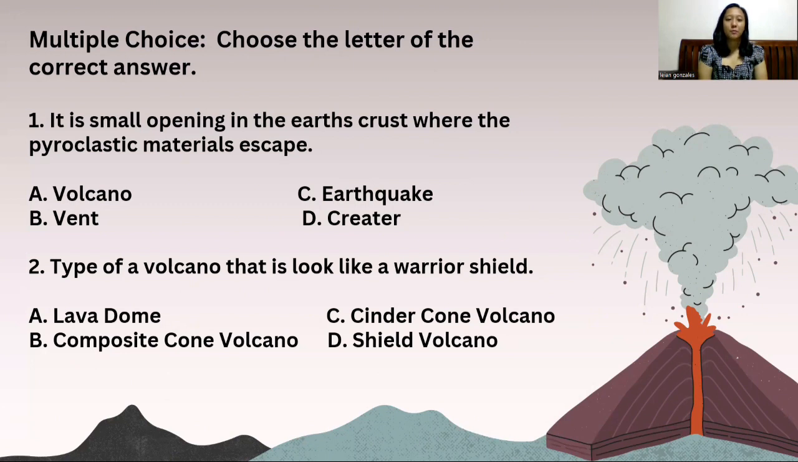For number 2, it is a type of volcano that looks like a warrior shield. For letter A, it is the lava dome. B, it is a composite cone volcano. C, we have the cinder cone volcano. And D, we have a shield volcano.